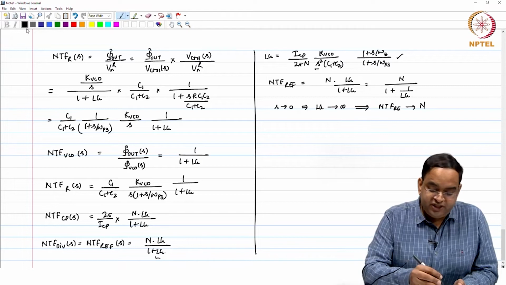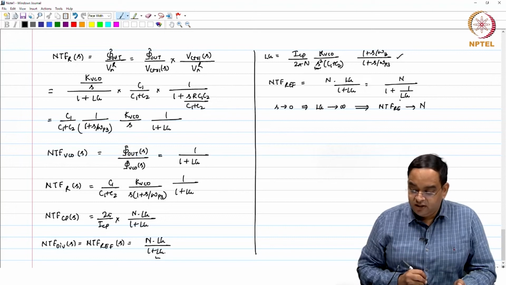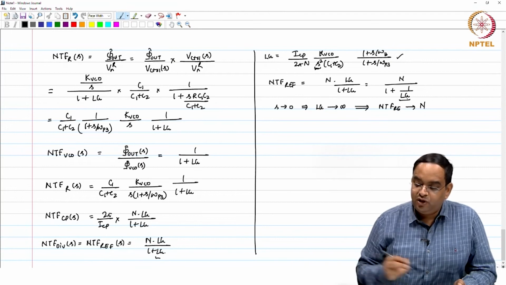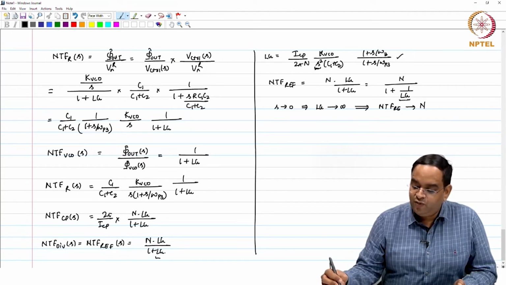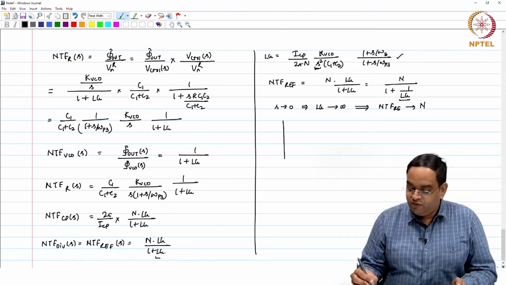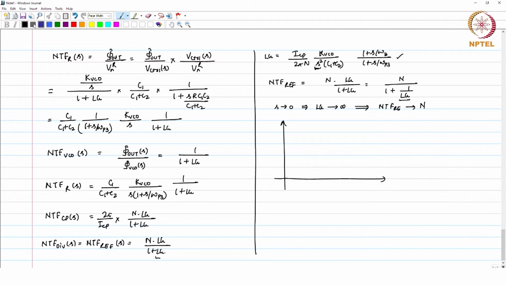And in the opposite case, as S tends to infinity, at very high frequency, your loop gain tends to 0, your 1 by loop gain will tend to infinity, and your NTF reference will actually go to 0. So, what we expect here is that the NTF of reference will look something like this. Okay. Then for all the others it should appear like this.